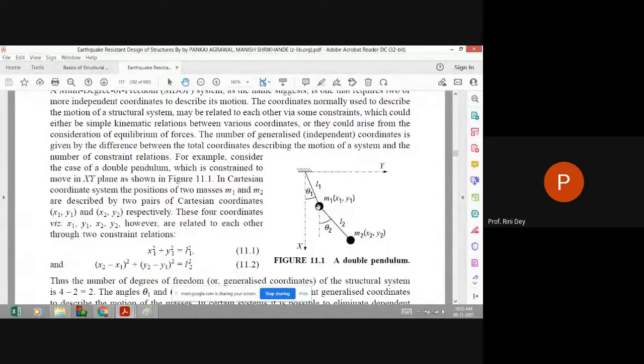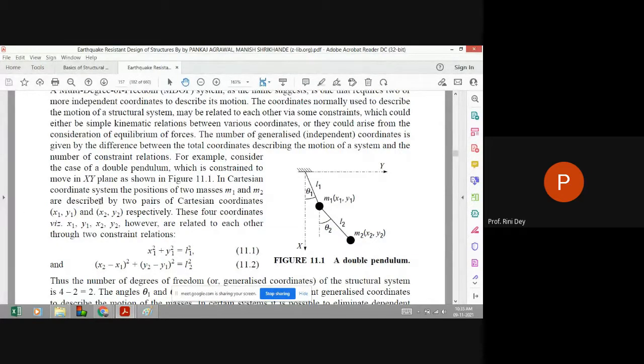So now that mass's coordinate is x1, y1. What is x1, y1? This is our x1, and this is our y1. This is y1, this is x1. Similarly, for this, okay, so these are our coordinates. So now how can we simplify that further?